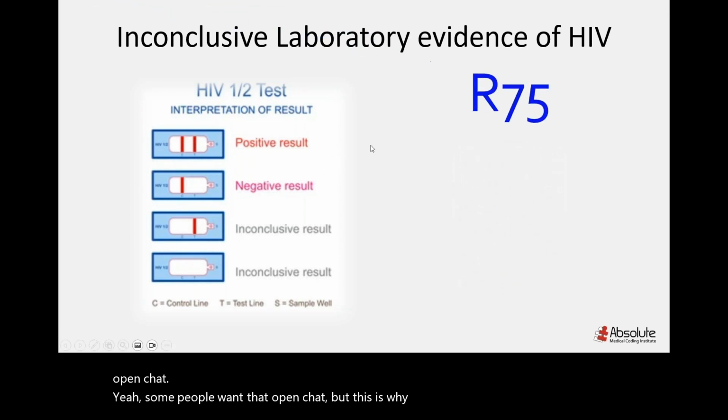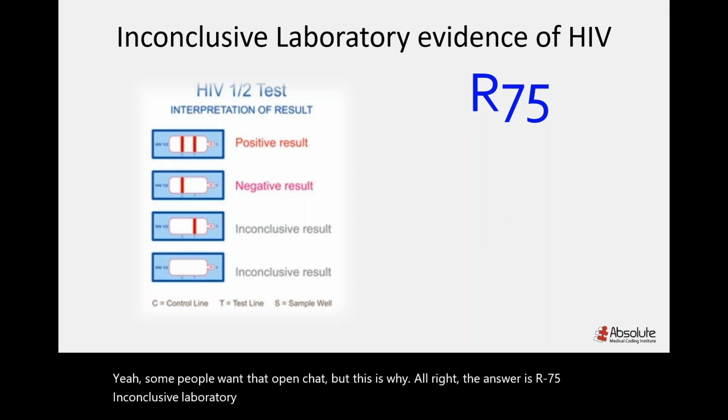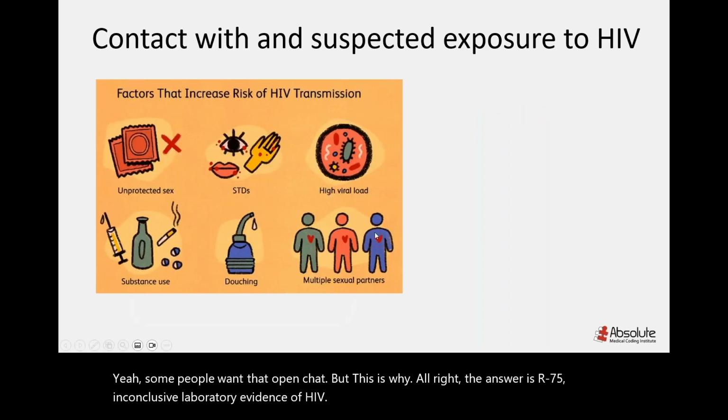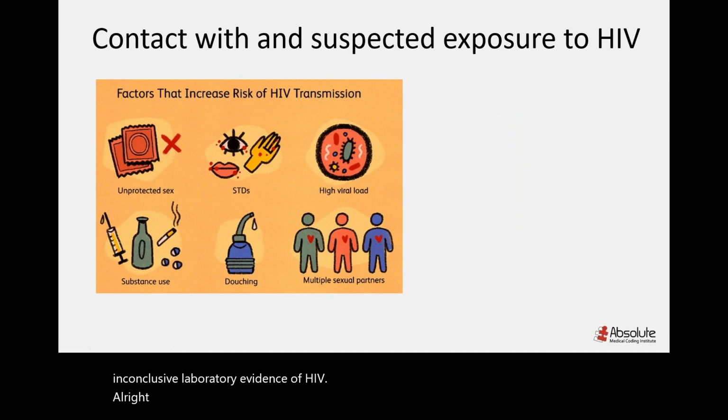All right, the answer is R75, inconclusive laboratory evidence of HIV. All right, contact with and suspected exposure to HIV. What is the code? I'm going to put this clock up.